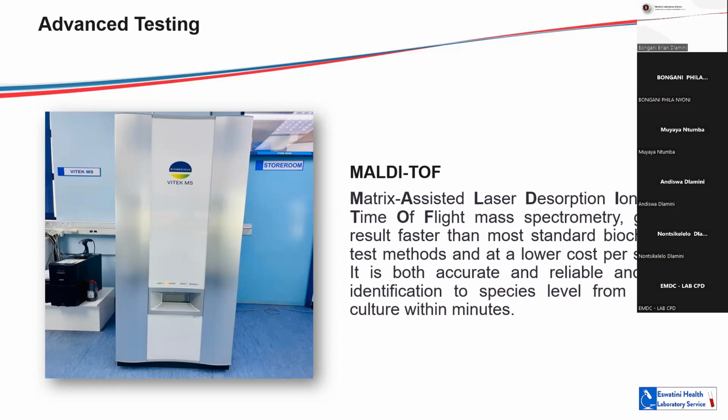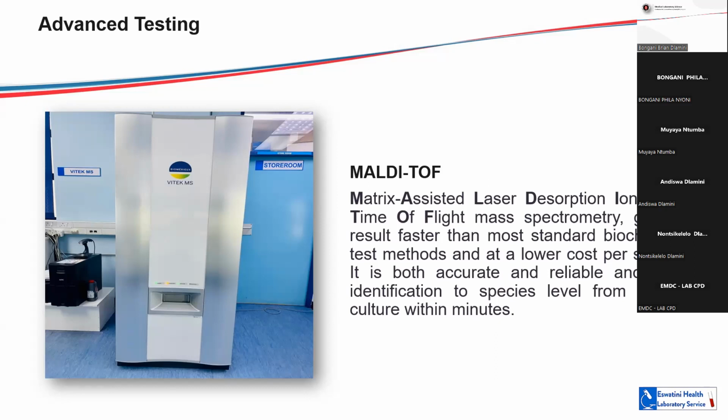So it is both accurate and reliable, and it gives identification to species level from a pure culture. So you have to make sure that your colonies are pure, not mixed, so that you are able to get an accurate result, and your cultures should not be old. At least they should be 18 to 24 hours old.